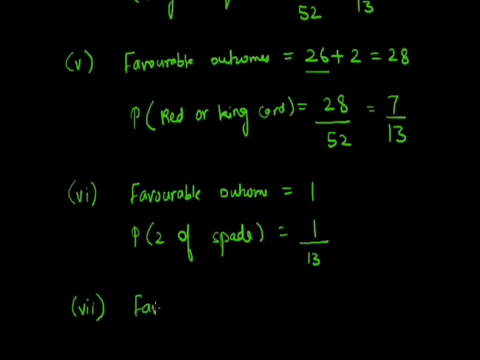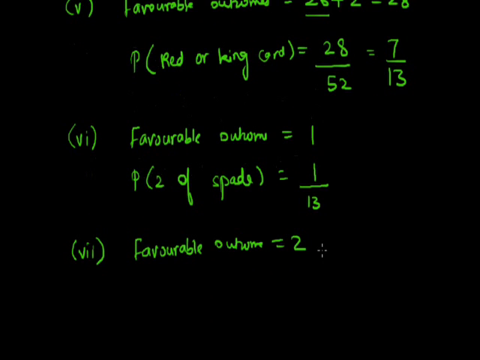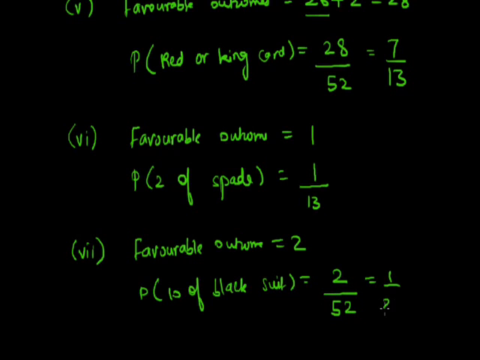So it means our favorable outcome in this case will be 2, because each black suit consists of only one 10. As there are 2 black suits, that means there are 2 tens of black suits. Our favorable outcome will be 2. So the probability of getting 10 of black suit will be equal to favorable outcomes, that is 2, divided by the possible outcomes, that is 52. So our probability is 1 by 26.